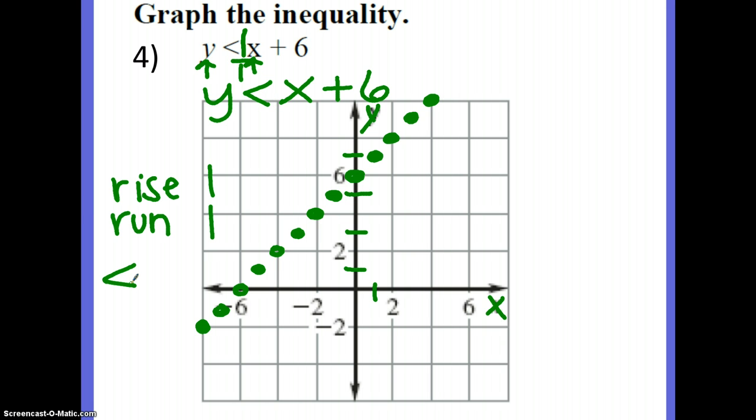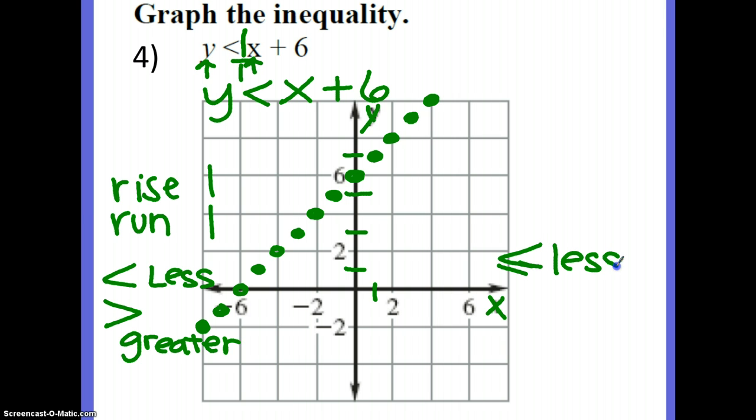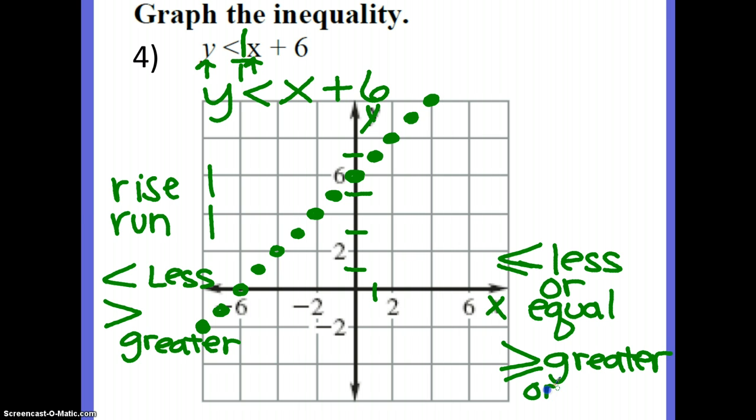Okay. And then when I look at this symbol, this says less than. Less than means we only want to include less than the line. We don't want to include the line. So when you have these symbols, this is less, this is greater. And if we had this one, this would be less or equal. This is where we would draw a solid line because we want to include the line as solutions. This is greater or equal.